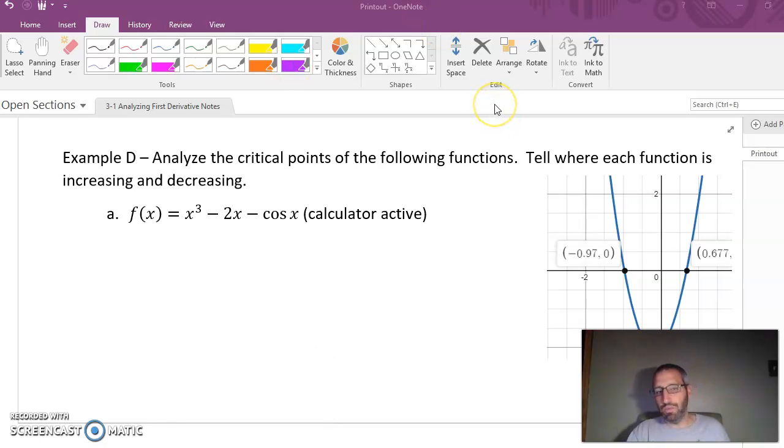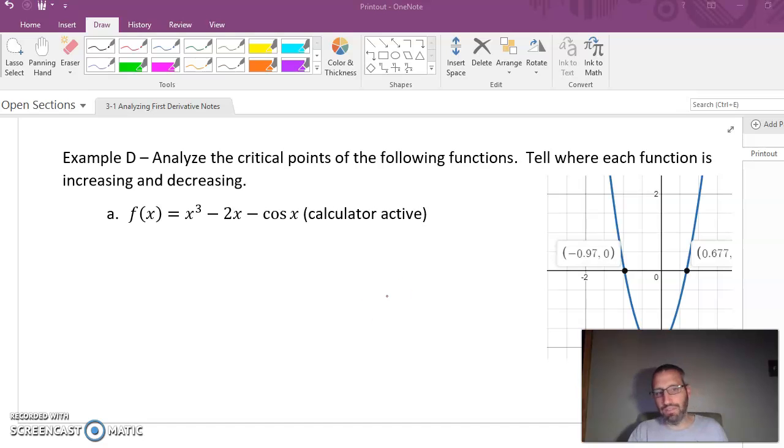All right, let's go ahead and jump into example D here. I think we're asked to do similar things where we're analyzing critical values of the following functions and then tell where each one is increasing and decreasing. In letter A, hopefully this one doesn't trip us up too much, we're given a function that equals x to the third minus 2x minus cosine of x.